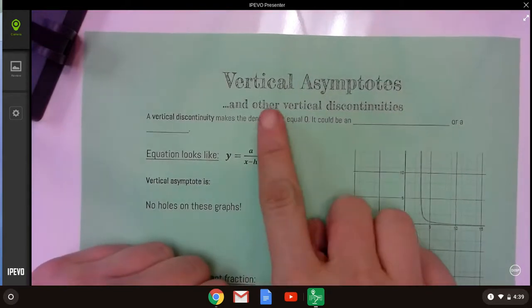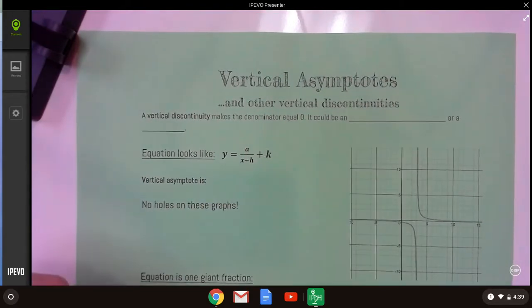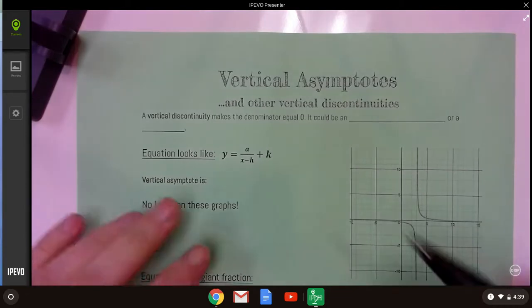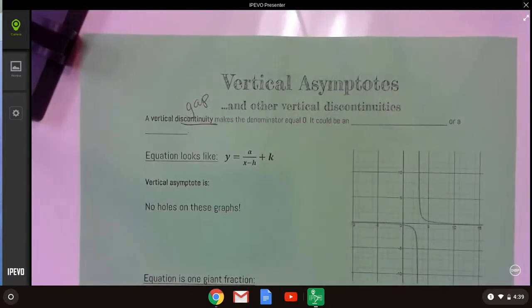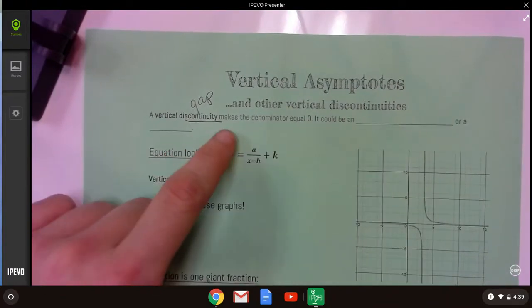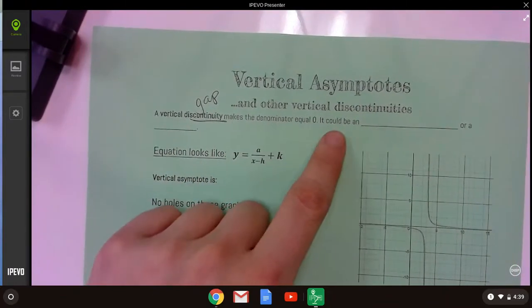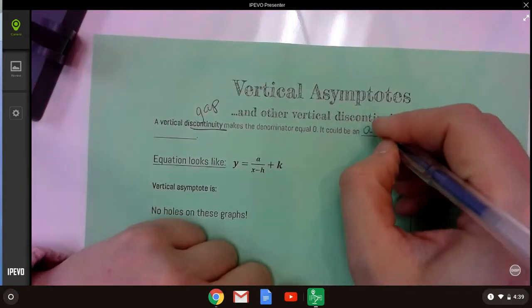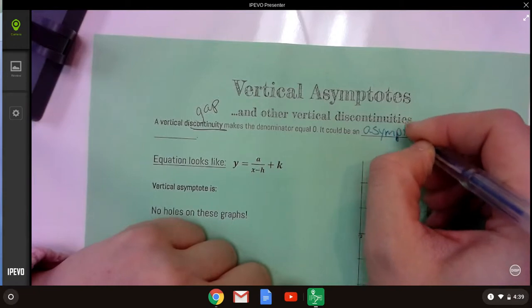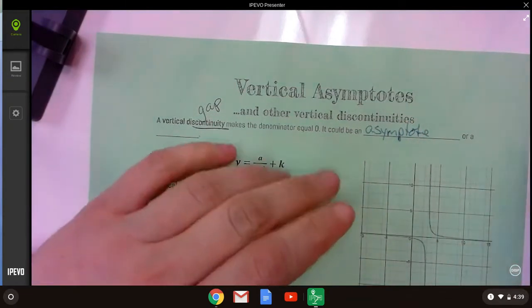Welcome, Algebra 2, to vertical asymptotes and other vertical discontinuities. A discontinuity is a gap. Think of that as a gap. It means discontinuous. It makes the denominator equal 0. It could be an asymptote, or a hole.